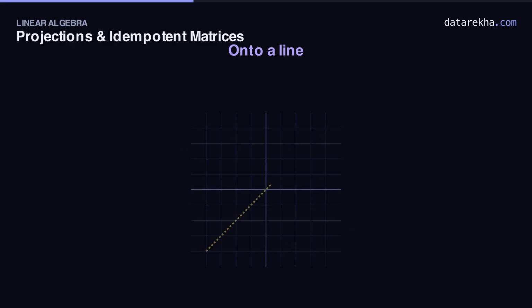Now see it act. Here is the line through (1, 1), and a vector b at (3, 1), sitting off the line. Project b onto the line and P sends it to (2, 2), the closest point on the line to b. The dashed drop from b down to its shadow is the error. And look how it meets the line at a perfect right angle. That right angle is the whole secret of least squares. The residual, b minus Pb, is always perpendicular to the subspace you project onto. Here, (1, -1) dotted with the direction (1, 1) is 0.